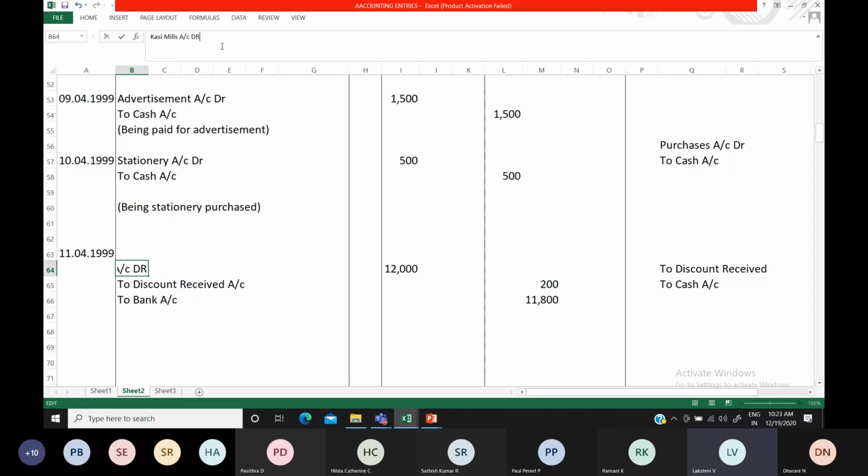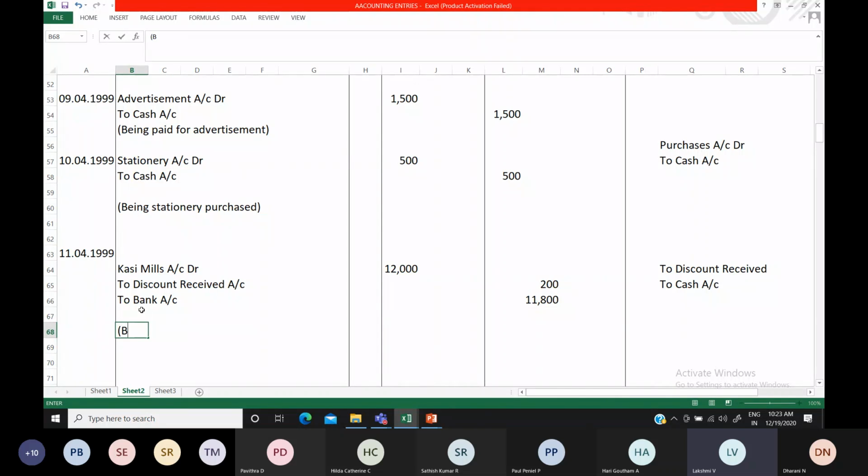So these things you should not forget. How to put debit and how to put credit, this you should not forget. Kasi Mills account debtor, Kasi Mills account debit 12,000. Now this amount and this amount should be equalized, so you have to take care of that. And usually we use the cash account here. Since the payment is made through cash, the cash account will be given over here. But here we are not crediting the cash account, we are crediting the bank account. Why? Because it is by check, and since it is specifically given in the question, we will be crediting the bank account. Okay, that you have to take care of.